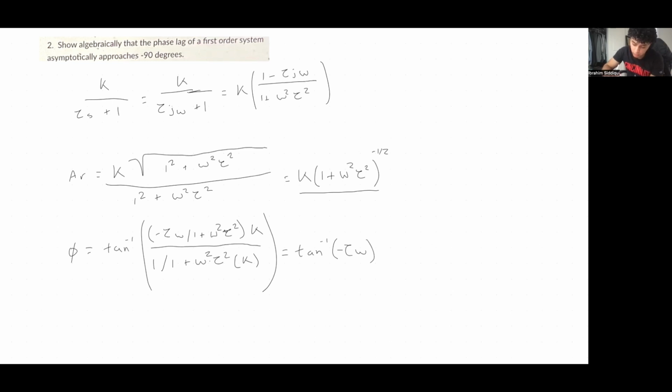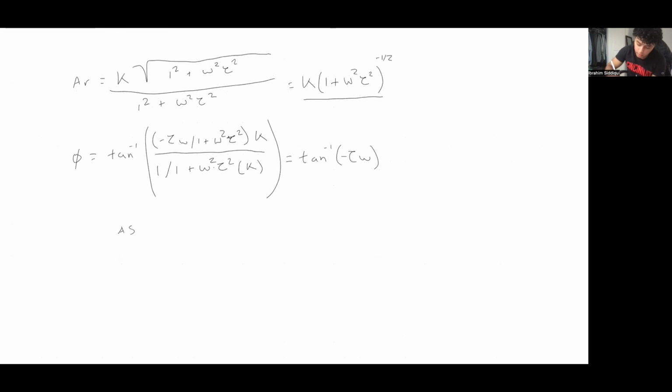Some things to look at from this: we can see that as our omega goes to a very large number or infinity, our inverse tan of tau omega will essentially approach negative pi over 2. Yeah, negative pi over 2.